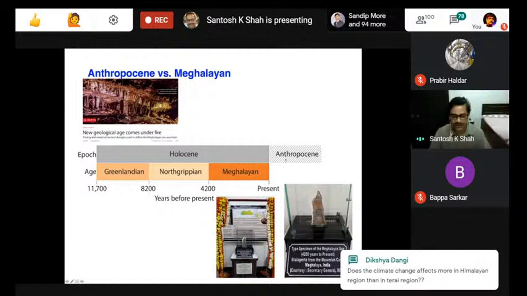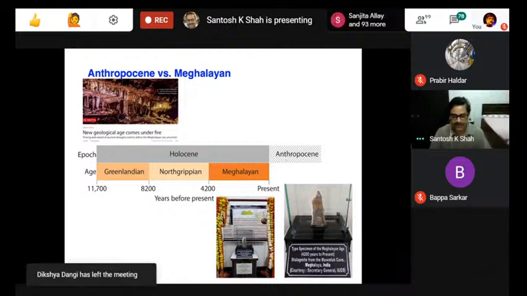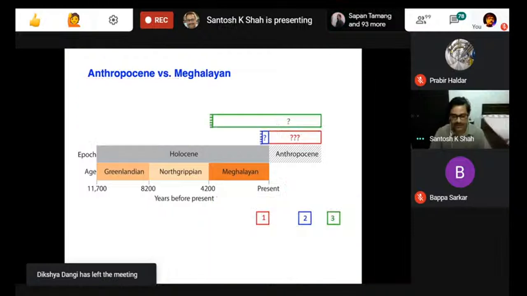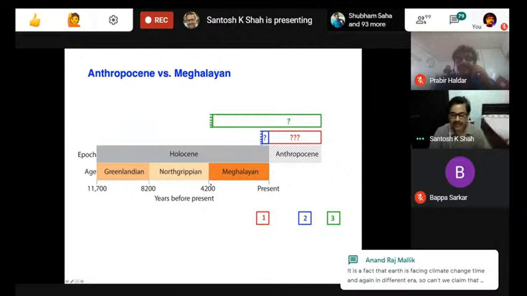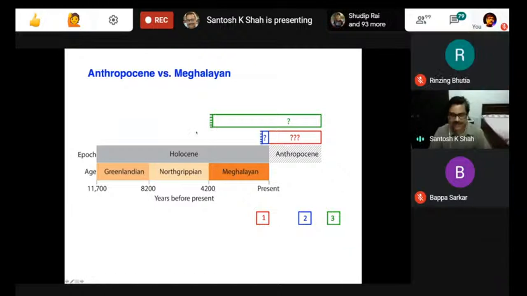And you also notice, or have read somewhere, the Anthropocene. Why Anthropocene? Where is the Anthropocene, and up to which time period is the Anthropocene marked? My question is whether we should call the present days the Anthropocene, or we can mark the Anthropocene from the Industrial Revolution, or from 4,200 years before. So this is always a question of debate.